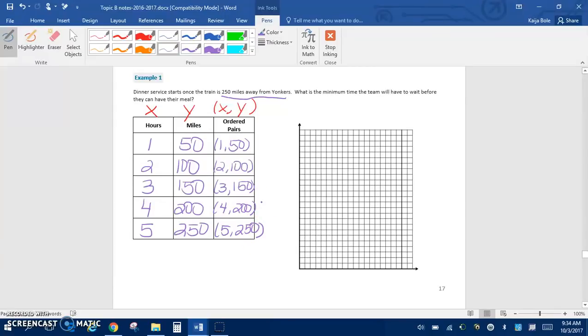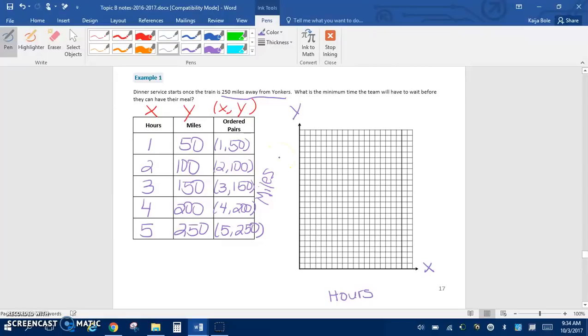Alright, now we have a plot here, a coordinate plane that we need to plot these points on. So first we need to put labels. Alright, so the first one we're going to label is the x and the y. So remember, x goes left to right, so label this x, and then y goes up and down. So our x value we said was hours, so we're going to put hours down here. And our y value was miles, so we're going to put that off to the side here.